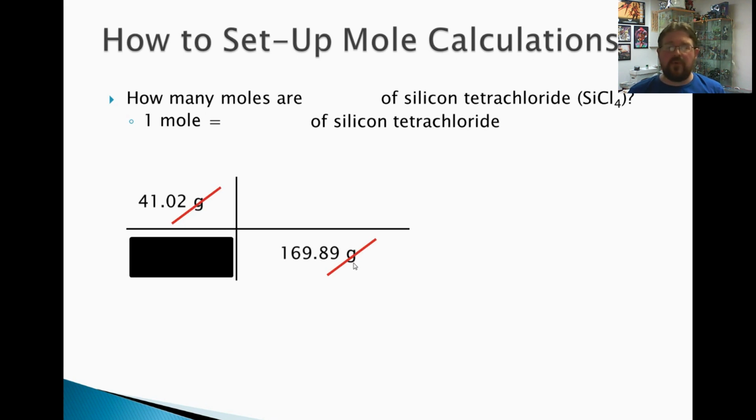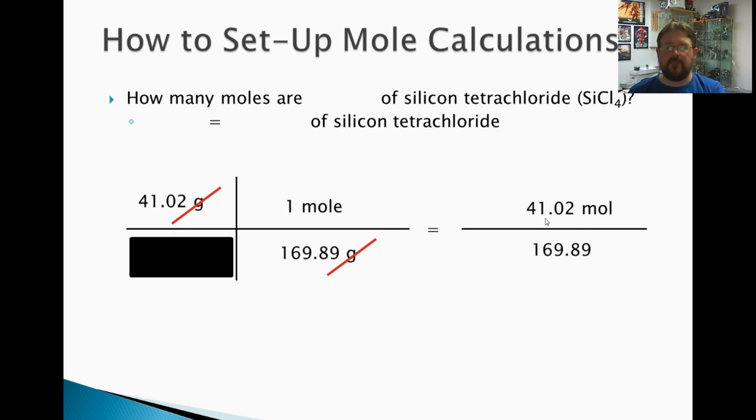Well, if the 169.89 grams is on the bottom, whatever it's equal to has to go on the top, which means 1 mole comes down right here. All our boxes are filled. We set equals. Multiply across the top. 41.02 times 1 mole is equal to 41.02 moles. Over, on the bottom, we just have 169.89. We put that there. You take your top, divide it by your bottom. What do you get? Hopefully you got 0.2415 moles.